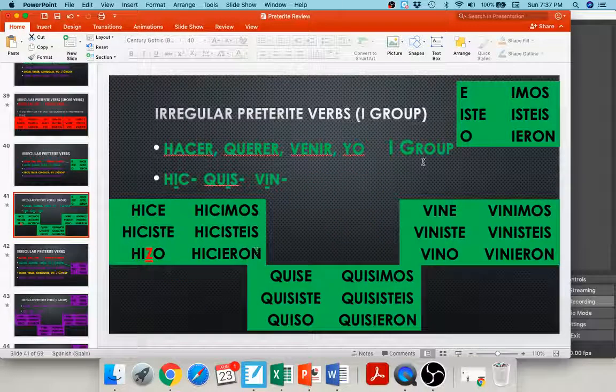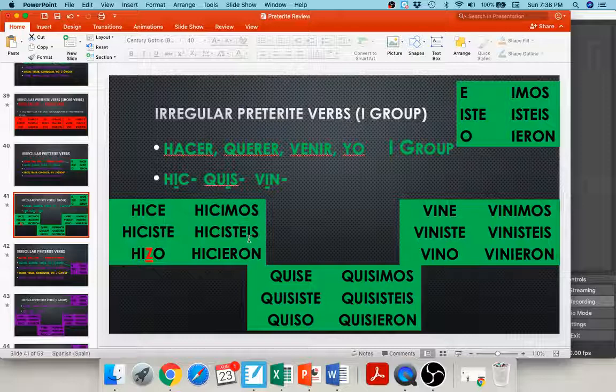So, as you take a look here, the I group consists of hacer, to do or to make, querer, to want, and venir, to come. You can see these all have their own stem changes, which involve an I in the stem, hence why they're called part of the I group. You get hic, quis, and vin. So you can conjugate these all the way through. Hice, hiciste, hizo, hicimos, hicisteis, hicieron. Quise, quisiste, quiso, quisimos, quisisteis, quisieron. Vine, viniste, vino, vinimos, vinisteis, vinieron.